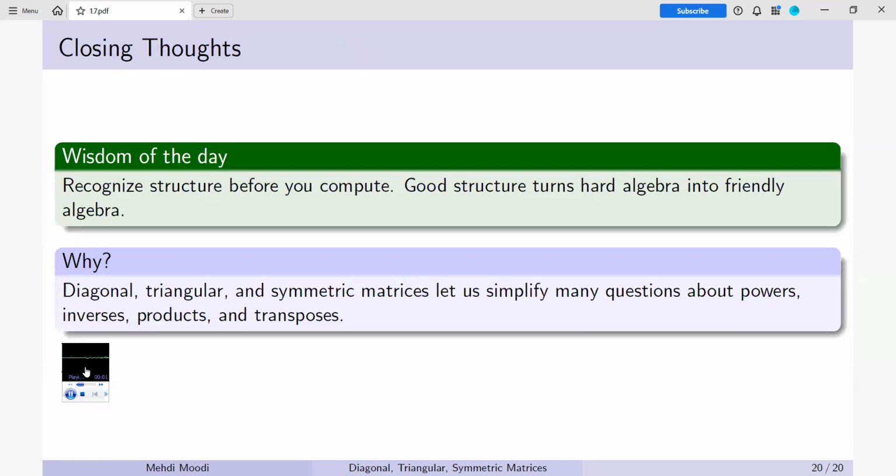The main takeaway is to look at the shape of a matrix before doing long computations. Structure can save time, reduce mistakes, and occasionally make a problem almost too easy. Almost.